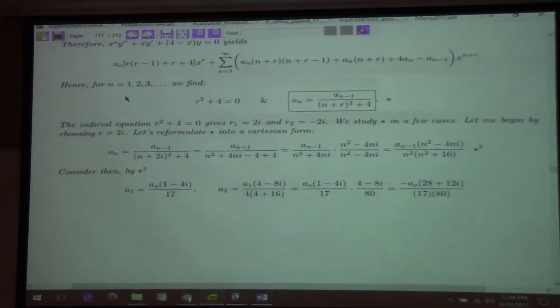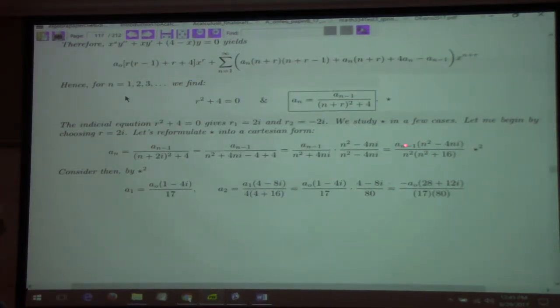So what I do is I plug the index 2i into here. That gives me this. I rationalize by multiplying by the conjugate of the denominator over the conjugate of the denominator. Doing that gives me n squared. To start with, it would give me n to the 4th plus 16n squared, but I just factored out an n squared. So I have n squared times n squared plus 16.